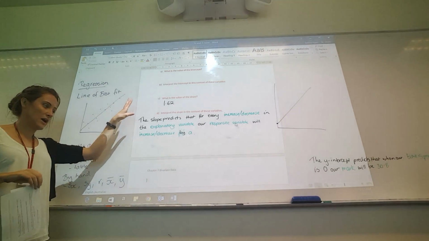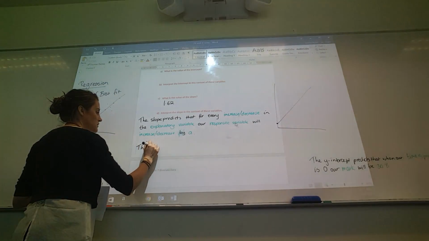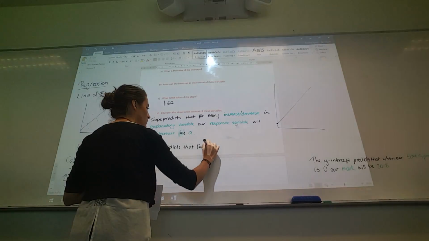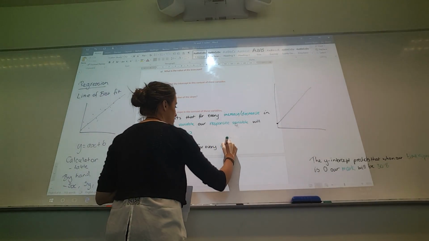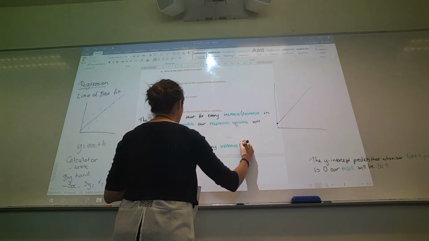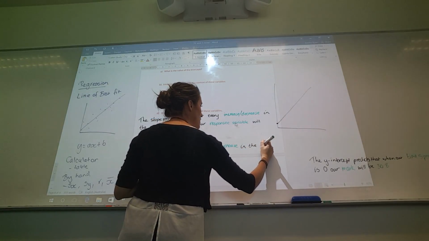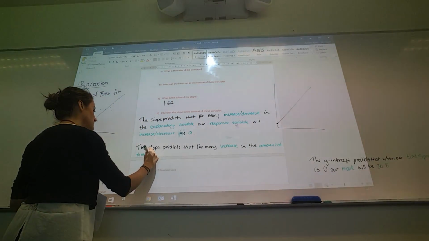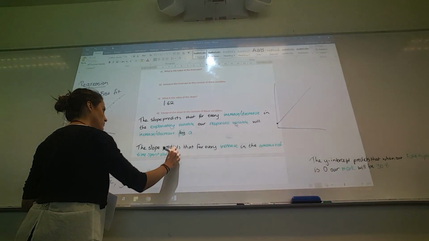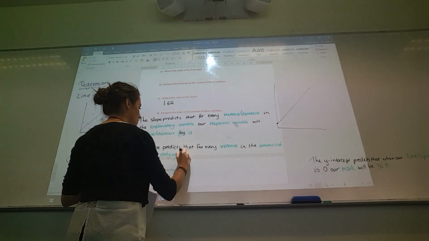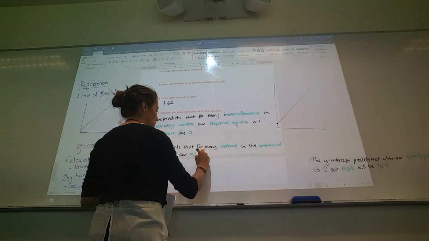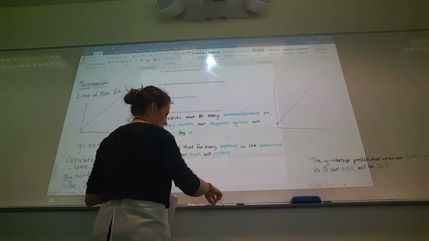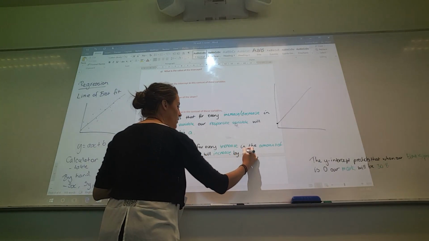So in terms of our question, we could write: the slope predicts that for every increase, because we have a positive slope, increase in the amount of time spent studying, our mark will increase by 1.62.